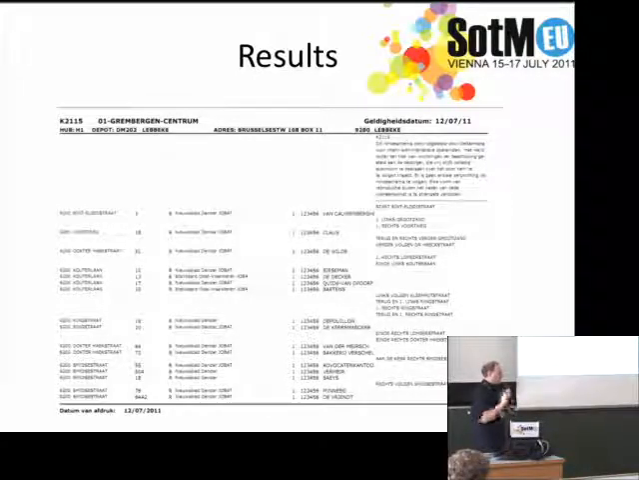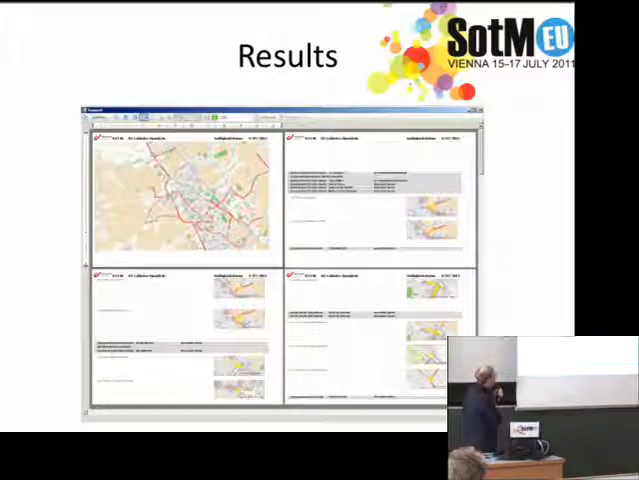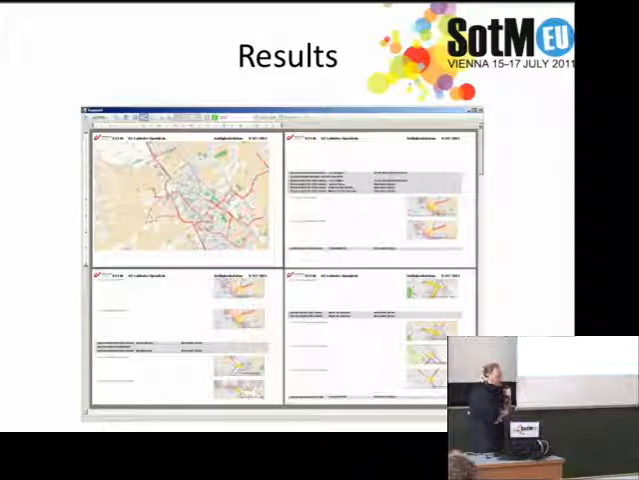Some concrete actual results from the field. This is what they got a few years ago. There are no maps, so we don't like it. This is what they get now. It's not one of our final versions, but it's a lot better than what they got before.